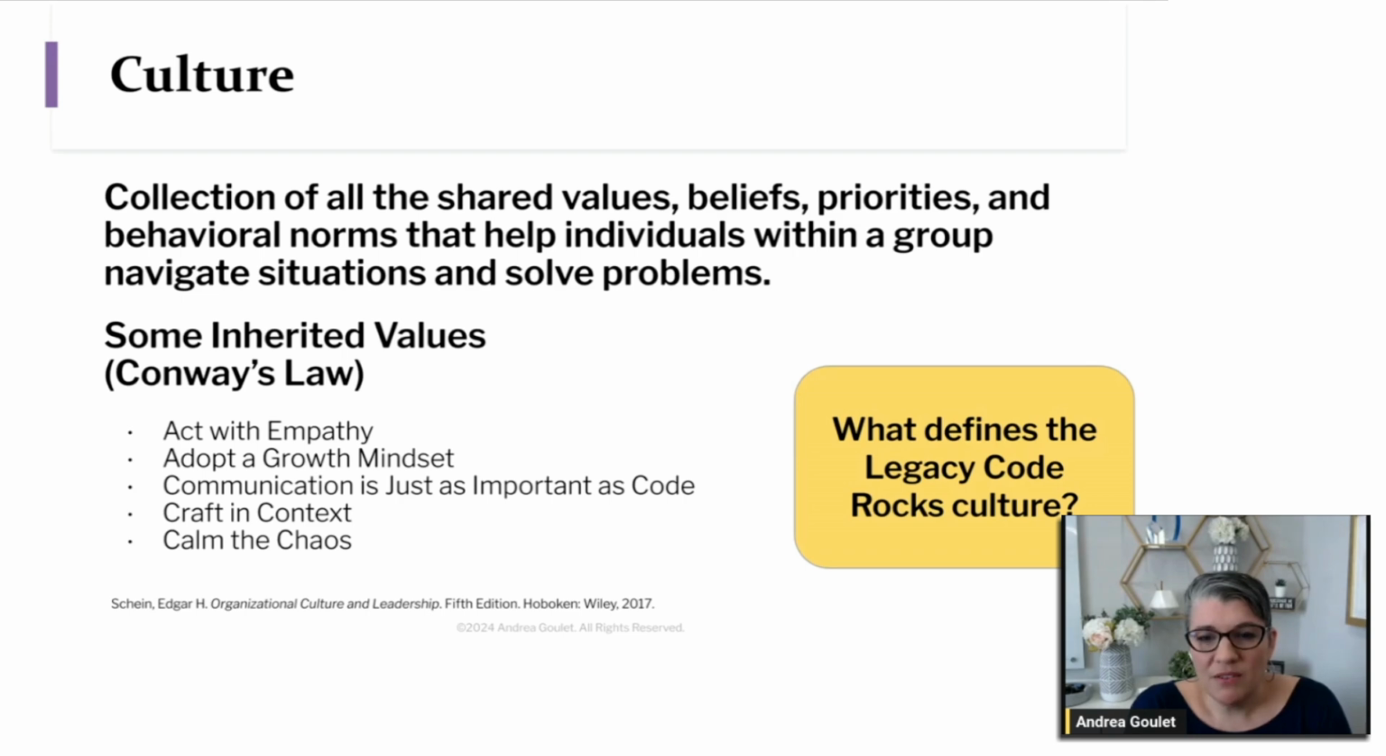Conway's law is something we talk a lot about on the podcast, and we talk a lot about this when it comes to legacy code. What this says is that any system that's developed is going to be a mirror of the communication system that created it. So because Corgi Bytes was kind of the main driver in the beginning of this, some of our core values have really influenced the Legacy Code Rocks culture: act with empathy, adopt a growth mindset, communication is just as important as code, craft in context, calm the chaos, right? But that doesn't define it. Those are some inherited things.